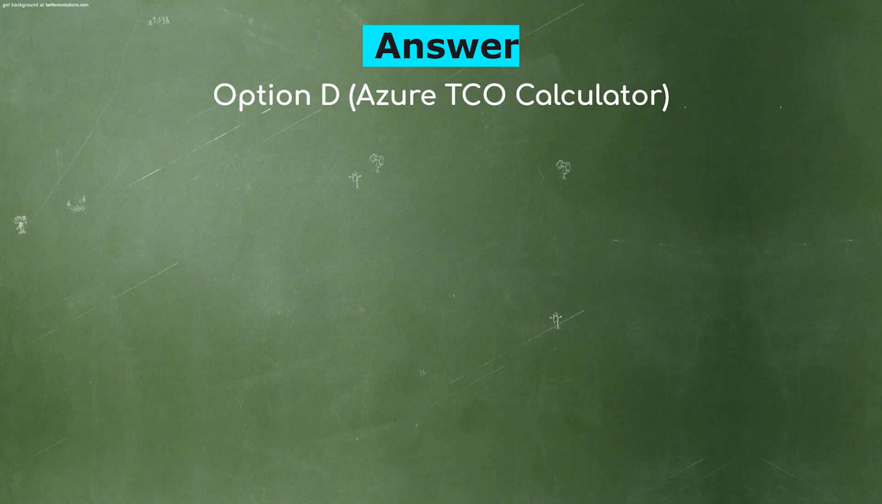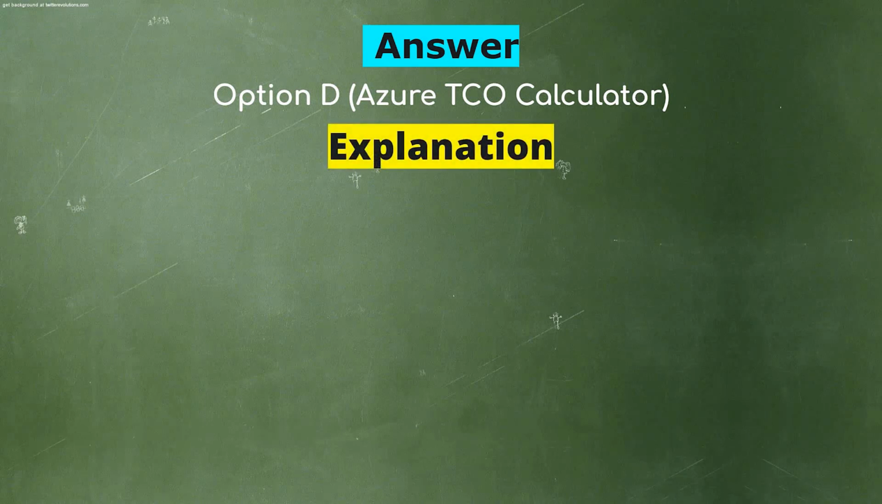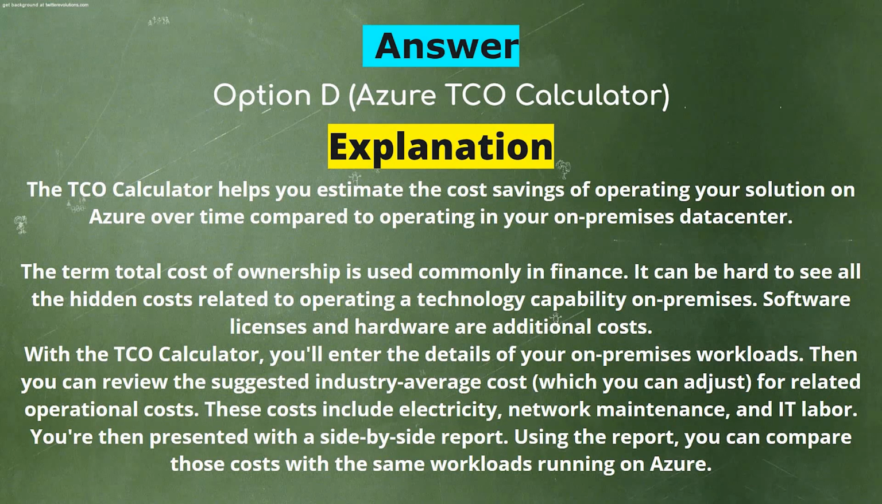Azure TCO Calculator. Explanation. The TCO calculator helps you estimate the cost savings of operating your solution on Azure over time compared to operating in your on-premises data center. The term total cost of ownership is used commonly in finance. It can be hard to see all the hidden costs related to operating a technology capability on-premises. Software licenses and hardware are additional costs.